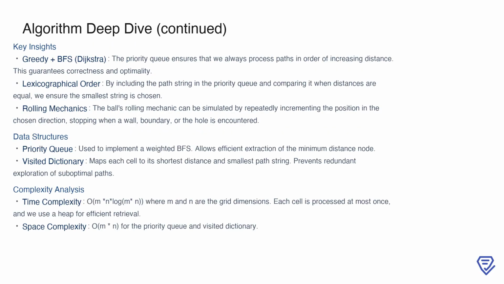This algorithm is a combination of greedy and breadth-first search principles, similar to Dijkstra's algorithm. By using a priority queue, we ensure that paths are processed in increasing order of distance, guaranteeing correctness and optimality.